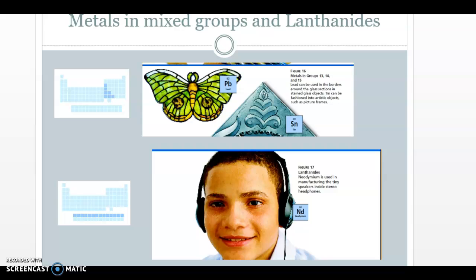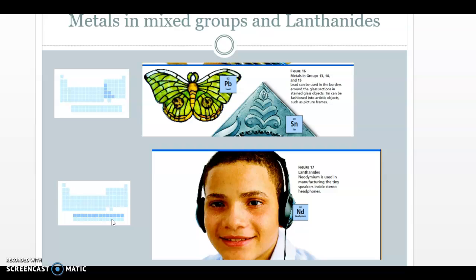Okay, so these are just a couple pictures here. I'm going to talk about them in a little bit more detail in the next one, but metals in mixed groups versus the lanthanides, which fall down below here. We talked about the lanthanides, but they fall down below. So they're taken out right in here and put down below because we want to save space. Otherwise the periodic table is very wide, hard to fit on a couple different pages.